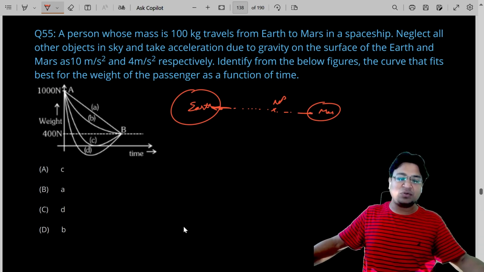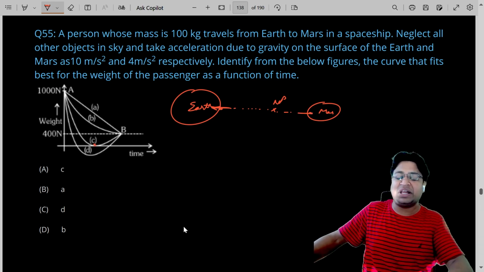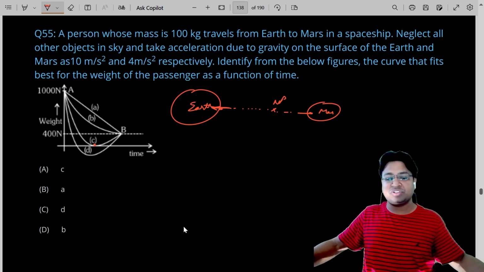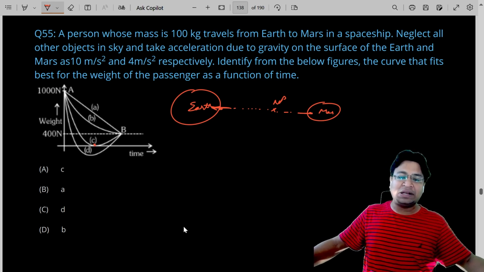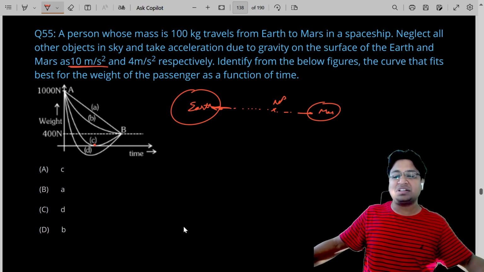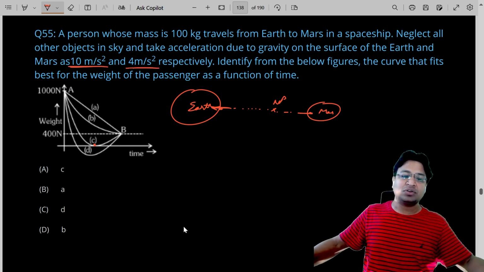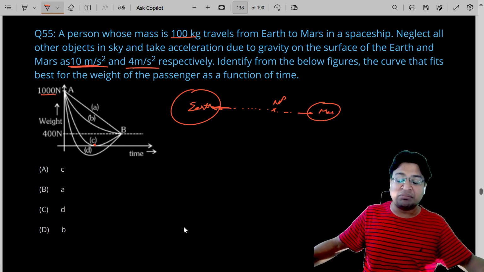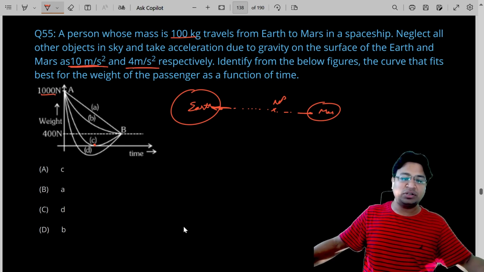And in all these graphs, only graph C depicts that the weight becomes zero at one position, and then it again becomes non-zero. Not only that, at the surface of Earth, the value of g is 10. At the surface of Mars, it is given to be 4. So at the surface of Earth, the weight should be 1000 Newton, which is given here. At the surface of Mars, the weight should be 400 Newton, which should be given here.